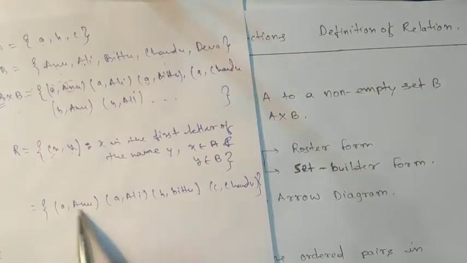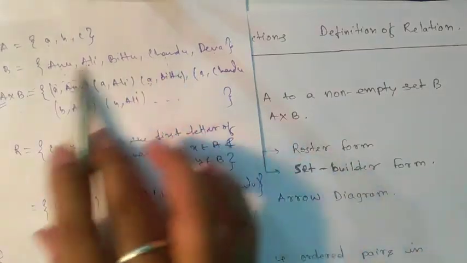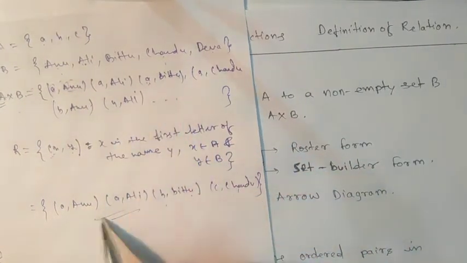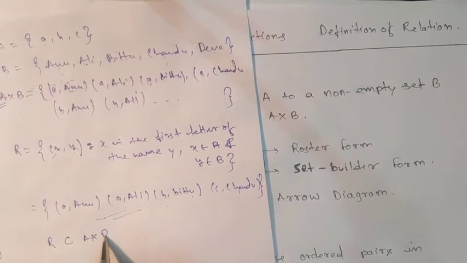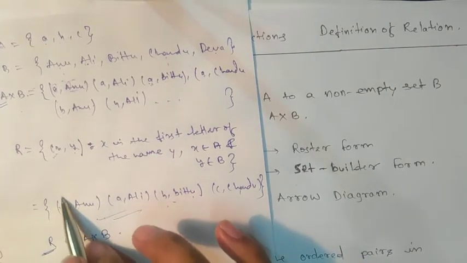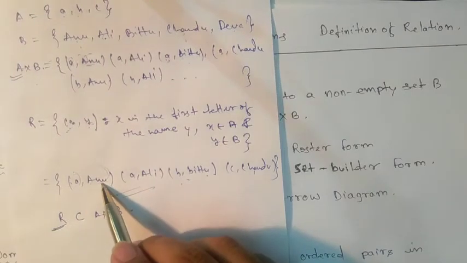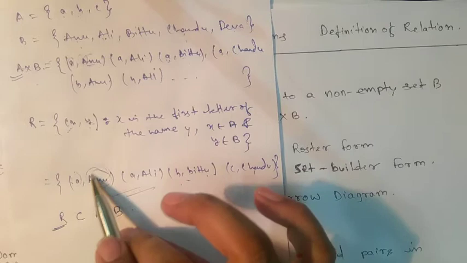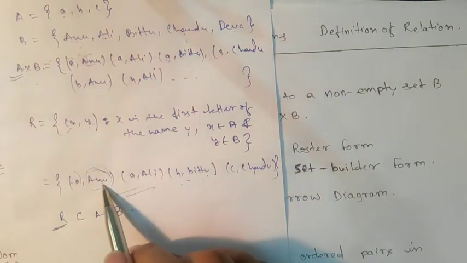So here we have 1, 2, 3, 4. This is a subset of A×B, since these pairs are inside of it, so R is a subset of A×B. So this is a relation, and we are making a relationship between the first element and the second element. The second element is called the image of the first element. Anu is the image of a. Remember, this is the image of the first element.